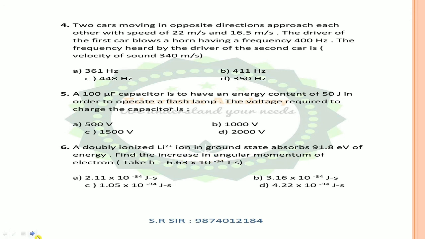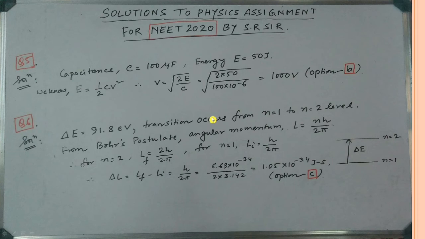For the doubly ionized lithium ion, the transition occurs after absorbing this energy from n equal to 1 to n equal to 2 level. After absorbing this energy, transition occurs. So, from Bohr's first postulate, we know the angular momentum is some integral multiple of h by 2 pi. So, L is equal to nh by 2 pi, where n is some integral value.